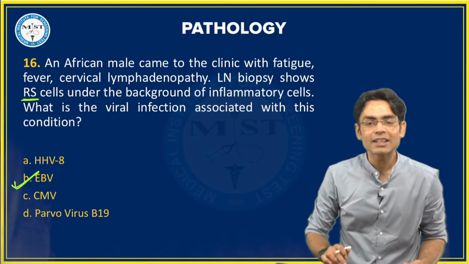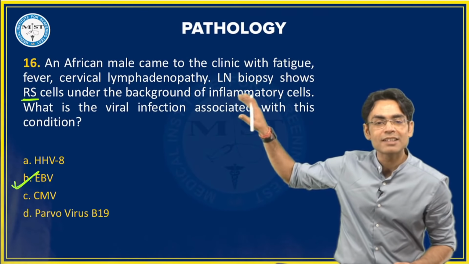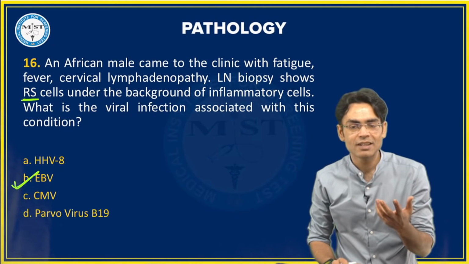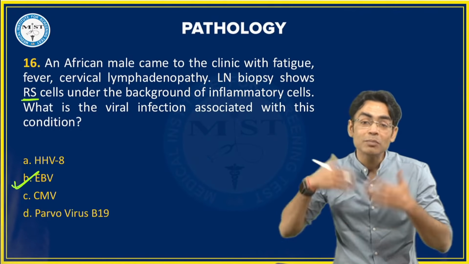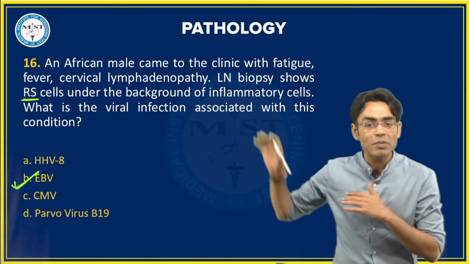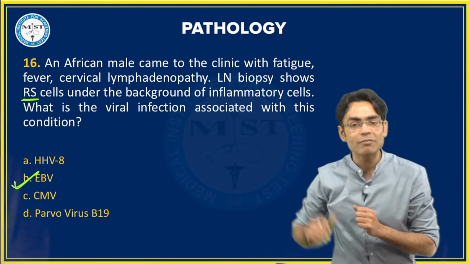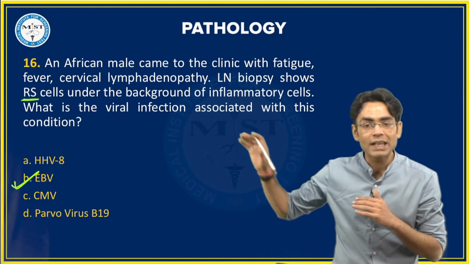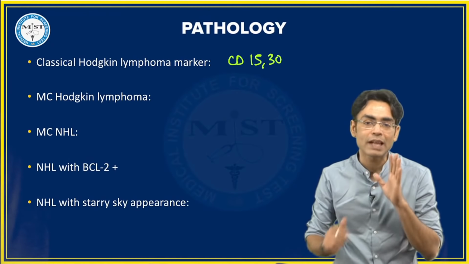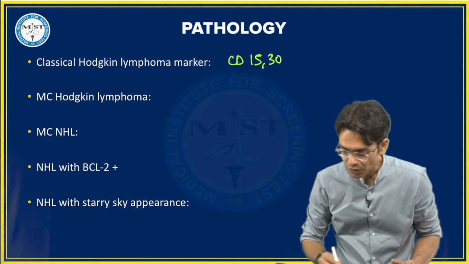Beta, do not get confused with this question as Burkitt's. It is not Burkitt's. We are seeing RS cells here. Reed-Sternberg cells, if they are there, they are the most characteristic finding for Hodgkin's lymphoma, no? If this were a Burkitt's question, the option would have been CMV, suppose. But now we are talking about an RS cell, so the correct answer for this question would always and always be Epstein-Barr virus.